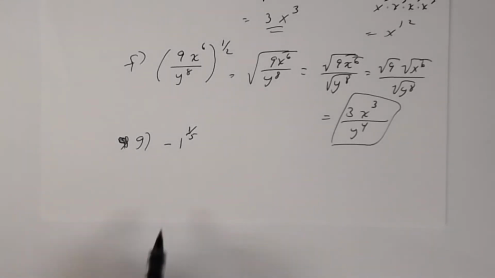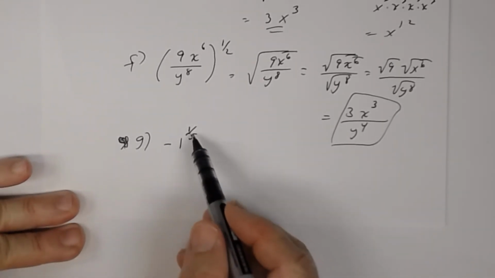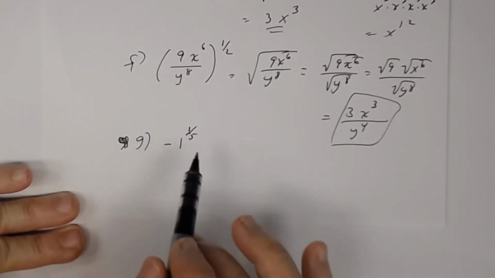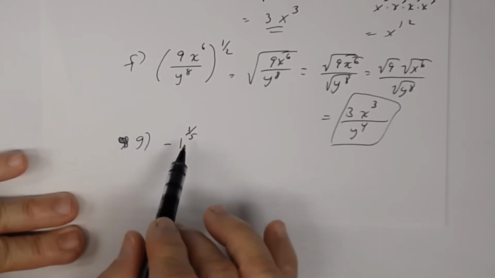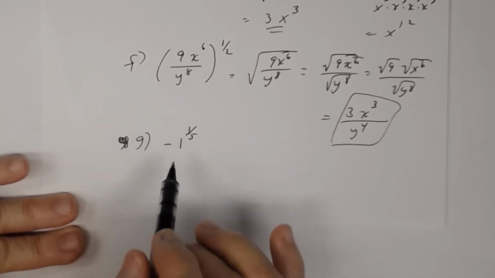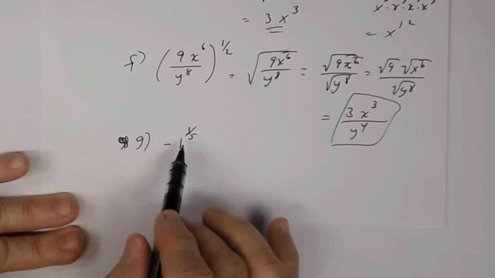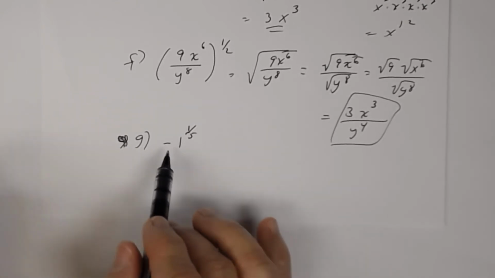Okay, so in letter G, you have -1 raised to the 1/5. Now, that 1 throws people off also. It confuses people. They think that the base cannot be a 1. The base can be a 1. Now, I want you to notice, though, you see there's a negative here, but it's not inside parentheses.